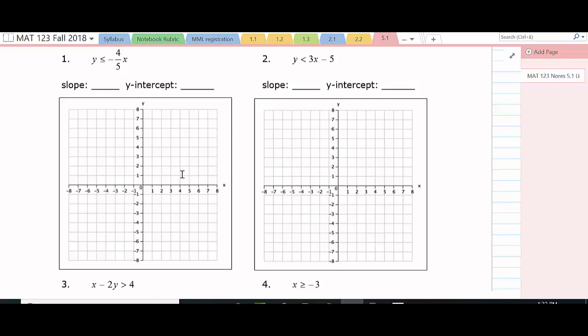Shade, now that one would be solid. As an equal to, so it's a solid boundary line, no dash. That one will have dashes. Then you want to shade below. Less than means below. Sure you shade. Oh, you did, yeah. That's below. It's less than, so that's good enough on the end.